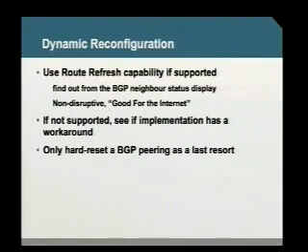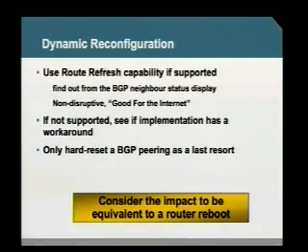So some people still use this soft reconfiguration thing, but I don't really see any use in it unless you're trying to debate policies with your neighbor, because then it lets you find out what your neighbor actually sent to you before you apply any policies. So sometimes an implementation will have a workaround. Only hard reset a BGP peer as a last resort. Consider the impact to be the same as that of a router reboot, because it takes almost as long and it has virtually the same impact on the internet at large.